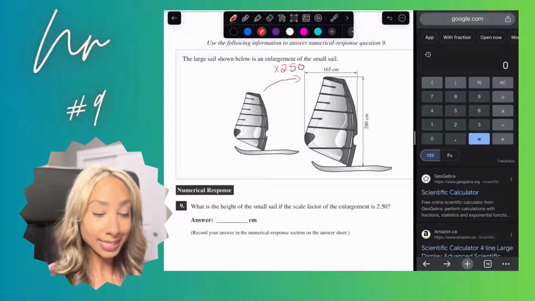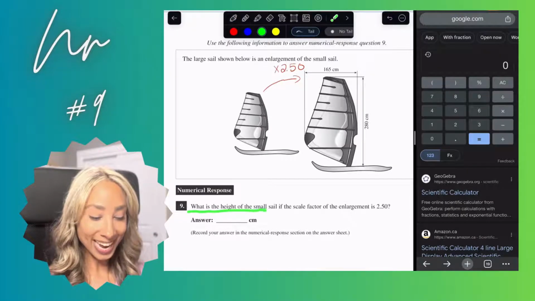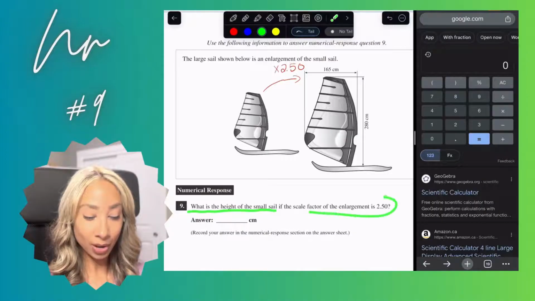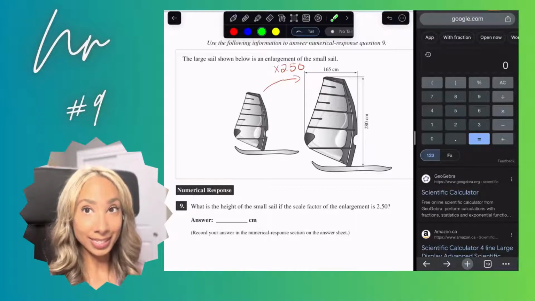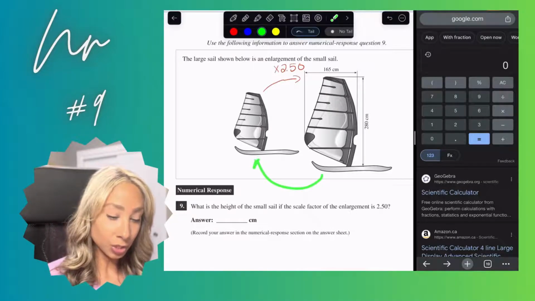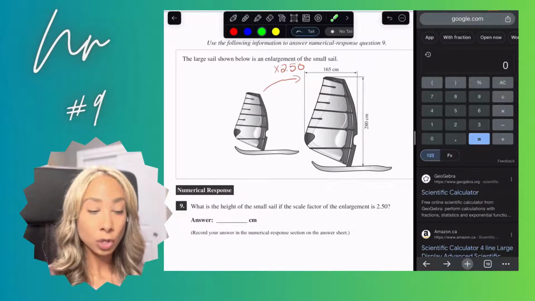But let's take a closer look at the question. The question is asking us, what is the height of the small sail knowing this factor? So what it's actually asking us to do is to go backwards. It wants us to go this way and figure out the height. So let's think about this.